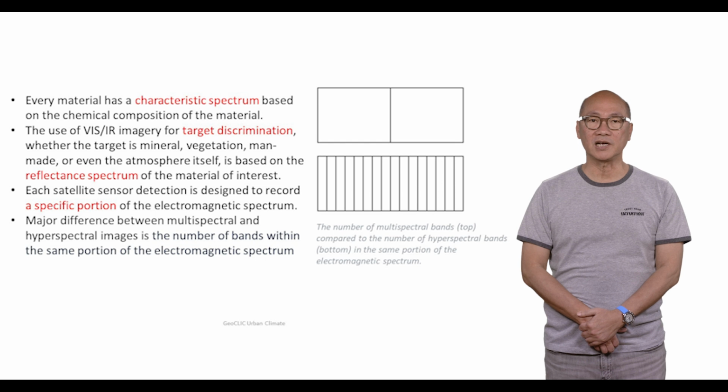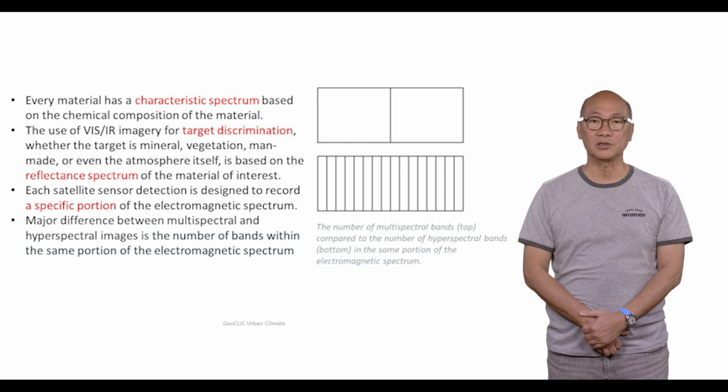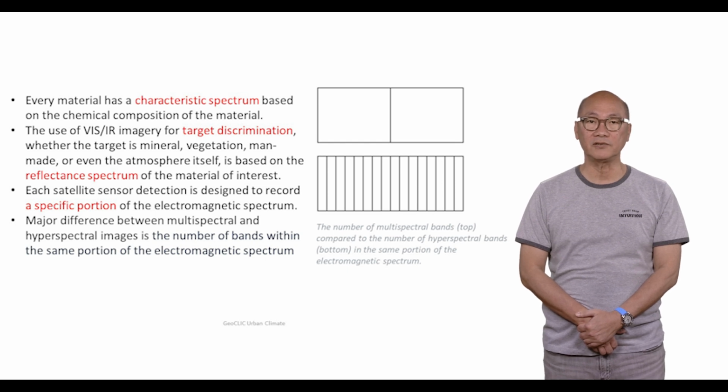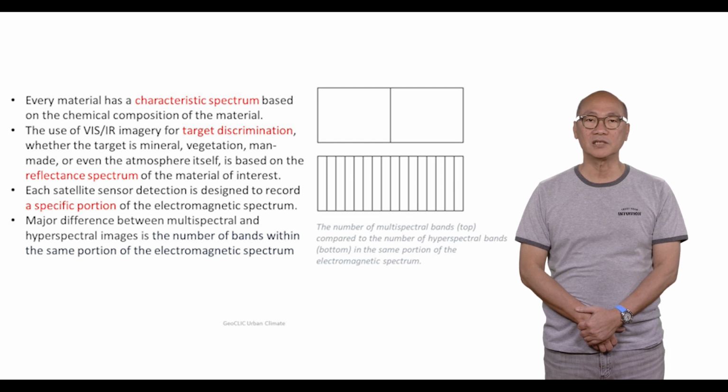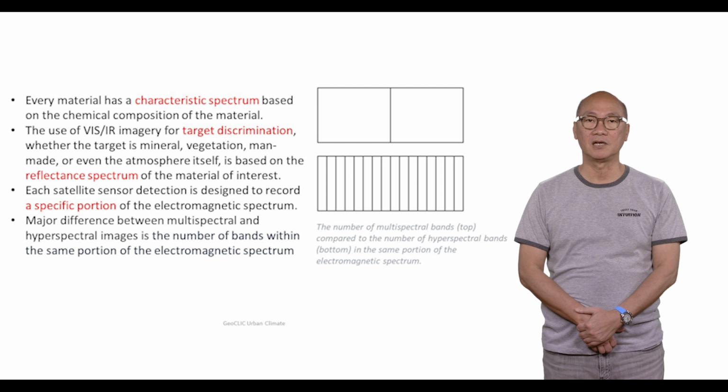Since every material has a characteristic spectrum based on the chemical composition of the material, it is possible to make use of the visible and infrared imagery for target discrimination. Whether the target is mineral, vegetation, man-made, or even the atmosphere itself, is based on the reflectance spectrum of the material of interest. Each satellite sensor is designed to record a specific portion of the electromagnetic spectrum.